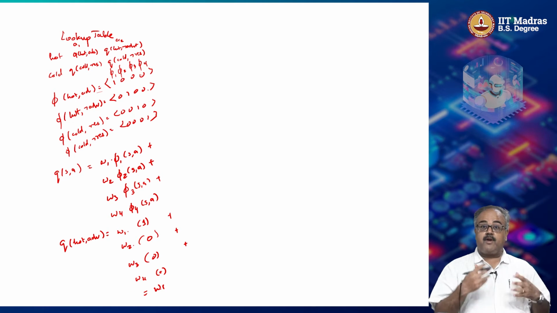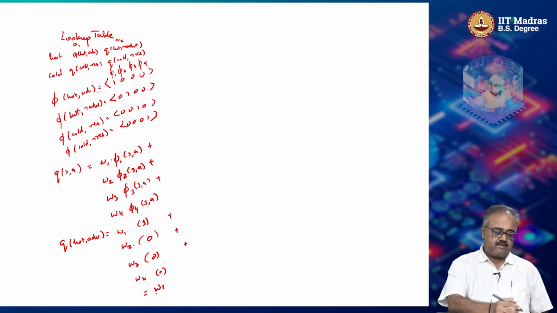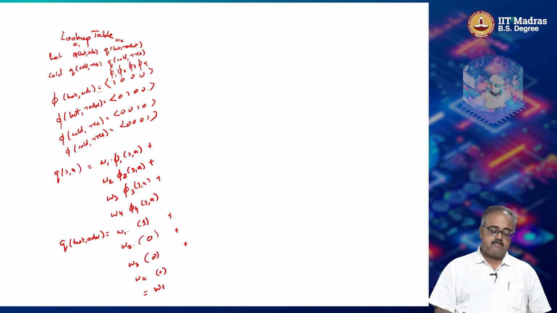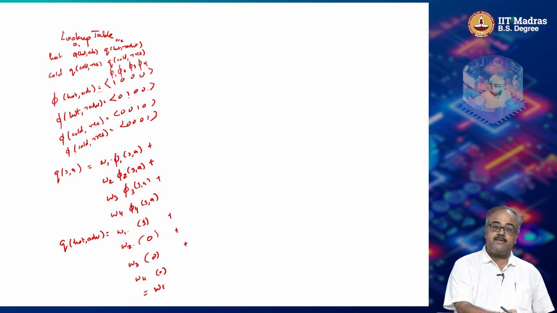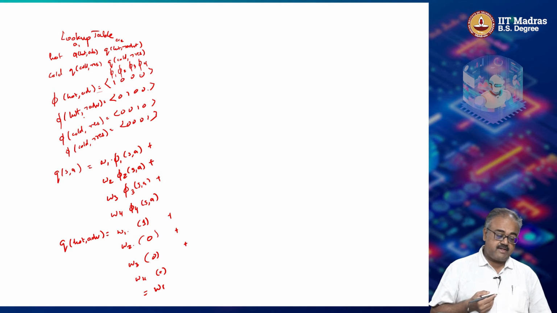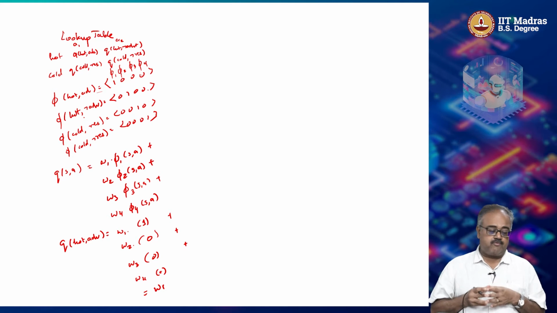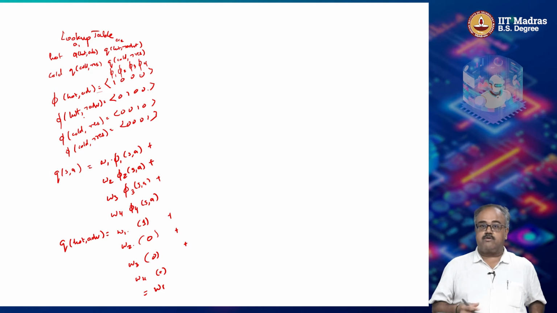So, I want to make sure that my W1 converges to Q of hot comma advertise, and likewise my W2 will go to, you can see that this is the only one that has W2 as 1, the Q value of hot comma not advertise, and W3 will go to the Q value of cold comma research, and W4 will go to the Q value of cold comma don't do research.